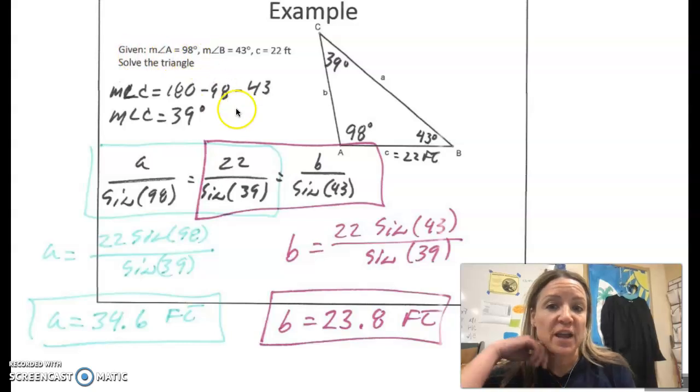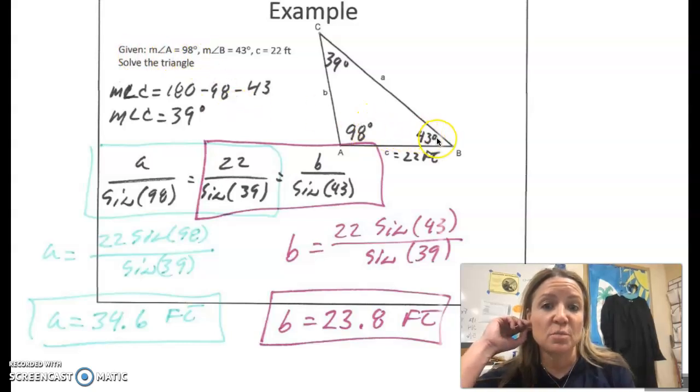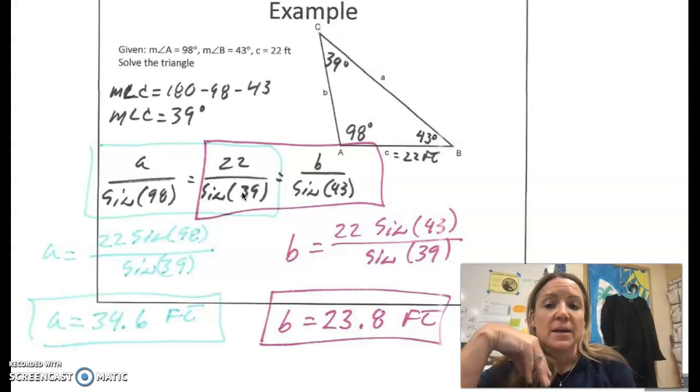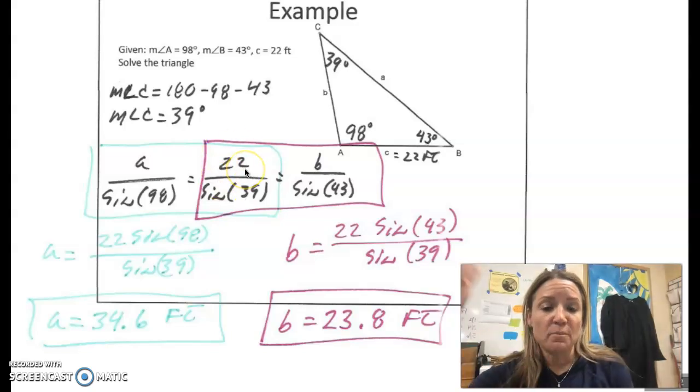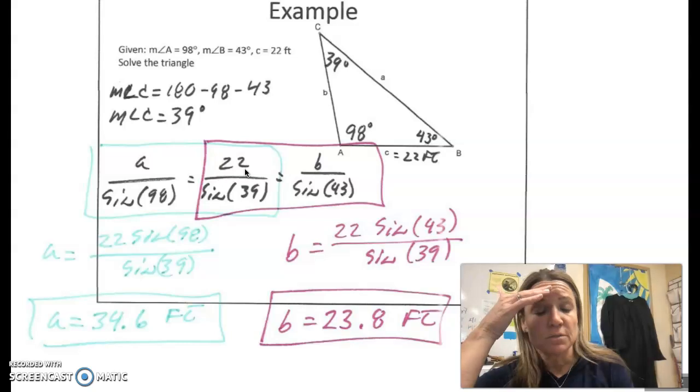Okay. All right, let's look at our first example. So you're given that the measure of angle A is 98, the measure of angle B is 43, and side C is 22. And if you're going to solve this whole triangle, you've got the two angles here, so subtract those from 180, and that's going to tell you that angle C is 39. All right, so you have all the information on this triangle except for side A and side B. You have both angle C and side C. So I'm going to write that in the middle and use that with both of my ratios to make proportions.